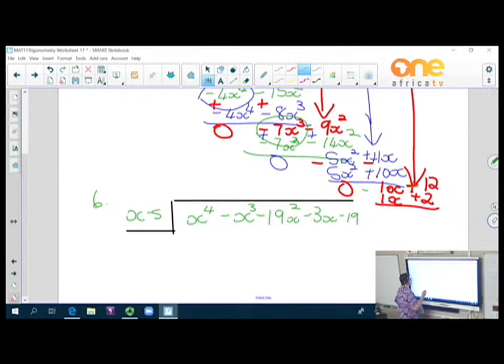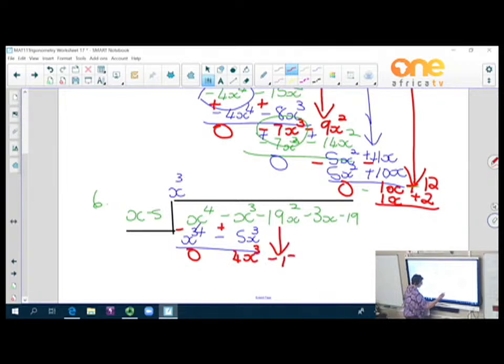Question 6. So the same thing here. How many times will x divide into this one? And this is x to the power of 3 times. x3 minus x4, I add the indices, minus 5x to the power of 3. Subtract, change the second signs, this one eliminates, and here you have 4x to the power of 3, bringing down the negative 19x squared. So, how many times will it divide? Plus 4x squared. Multiply, then you have 4x3 minus 20x squared.